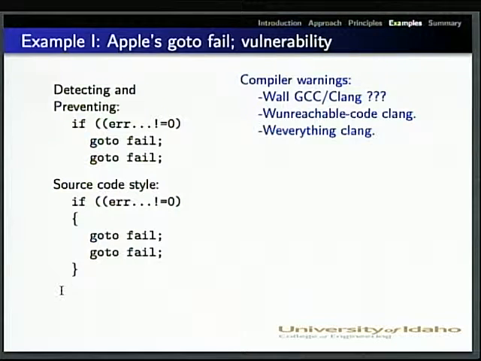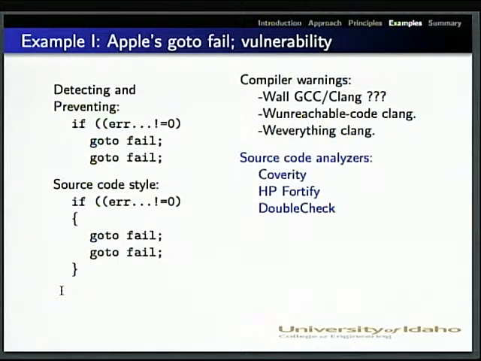Now, when you compile with -Wall, which is the standard way of compiling in GCC and Clang, you don't get any warning about this. There are also other tools called source code analyzers. These are commercial source code analyzers, for example, Coverity, HP Fortify, and Double Check. And all of these tools will discover these problems.